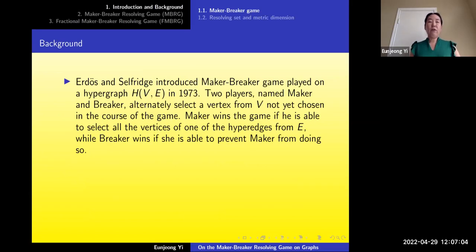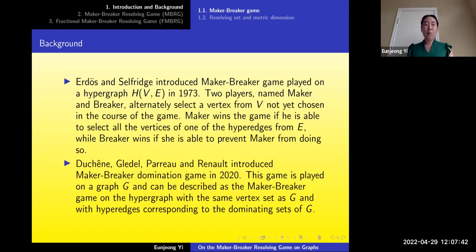So background of maker-breaker game, it goes back to 1973. Erdős and Selfridge introduced maker-breaker game played on a hypergraph H, with vertex set being V and E being a set of hyperedges. Two players named maker and breaker alternately select a vertex from V, not yet chosen in the course of the game. Maker wins the game if he is able to select all the vertices of one of the hyperedges from E. Otherwise, breaker wins. Next.